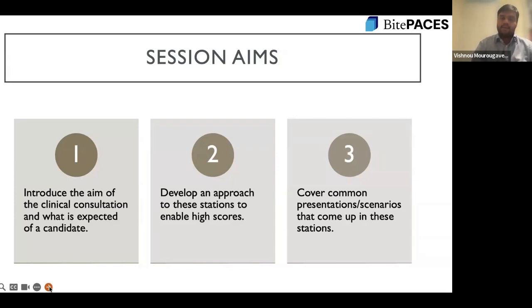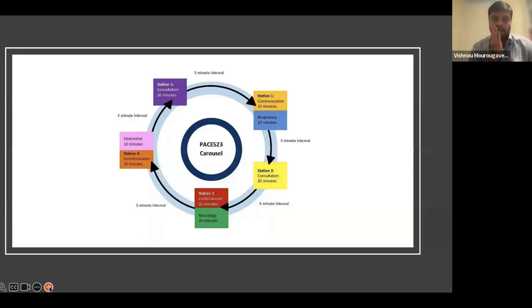Like I said, the aim of the session is to introduce what the clinical consultation is, because it's a relatively new station, what is expected of you as a candidate, how to develop a strategy to score good marks on this, and to cover some common presentations that come up in the stations. There are loads and loads of presentations coming up. And since it's a relatively new addition to PACES, there are new stations being built every year.